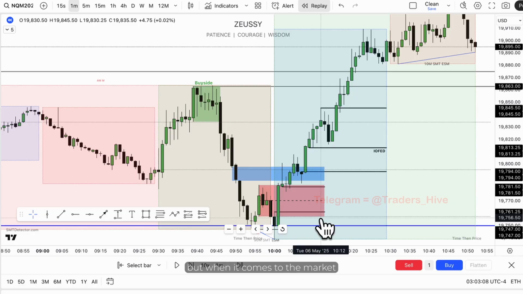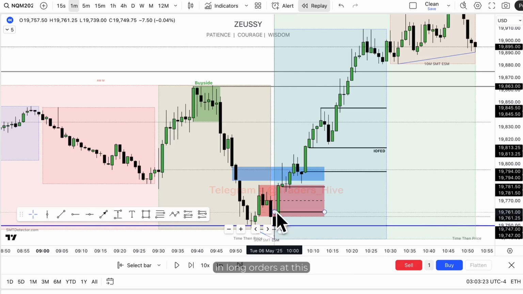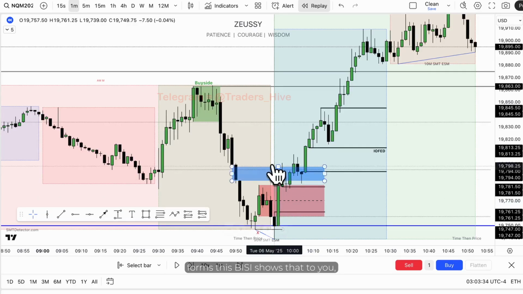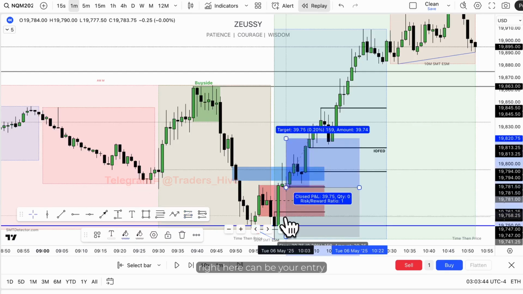But when the market respects a specific price level which we already know in advance, and we see the bodies respecting that level to the tick, that is an algorithmic signature which shows you that these high frequency trading algorithms are firing in long orders at this stage. They're beginning to change from sell program to buy program. This large upclose candle right here which forms this BC shows that to you because you see my market structure shift pattern. CB, high, BC. The retracement into this BC right here can be your entry.